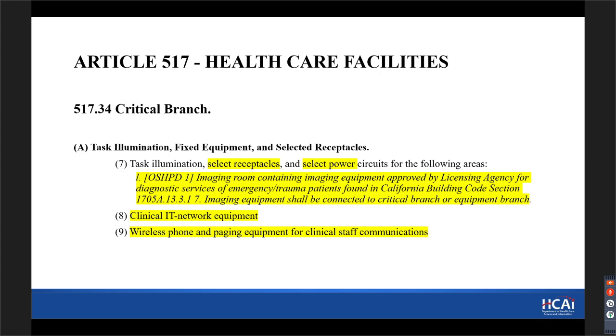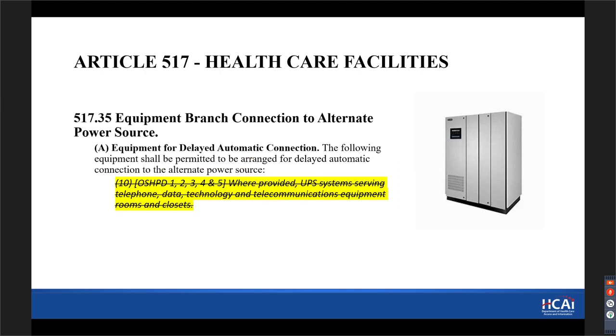There's more about IT network. So this is, I guess, in our ORs with the Stryker systems where there's a lot of IT equipment in there with the critical branch. It talks about wireless phone and paging equipment for staff. It needs to be circuited to the critical branch.